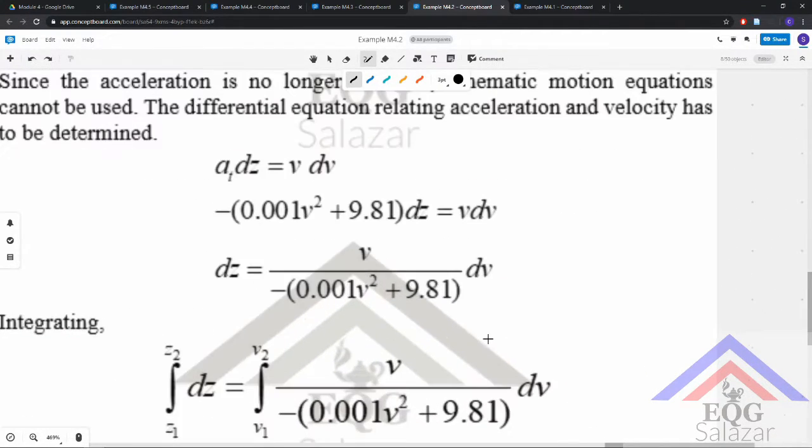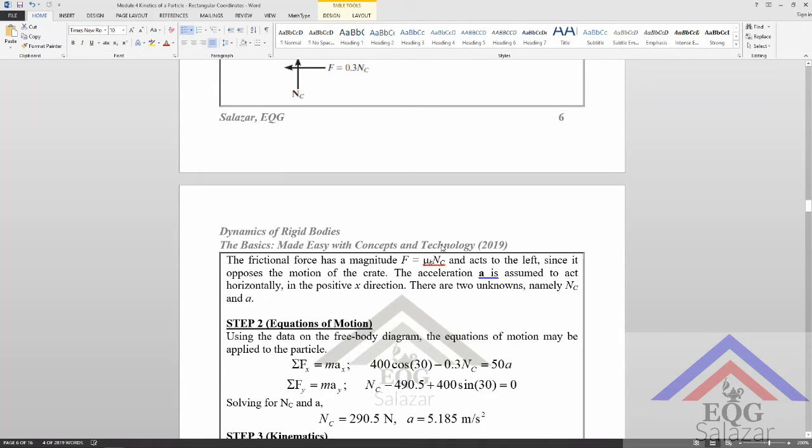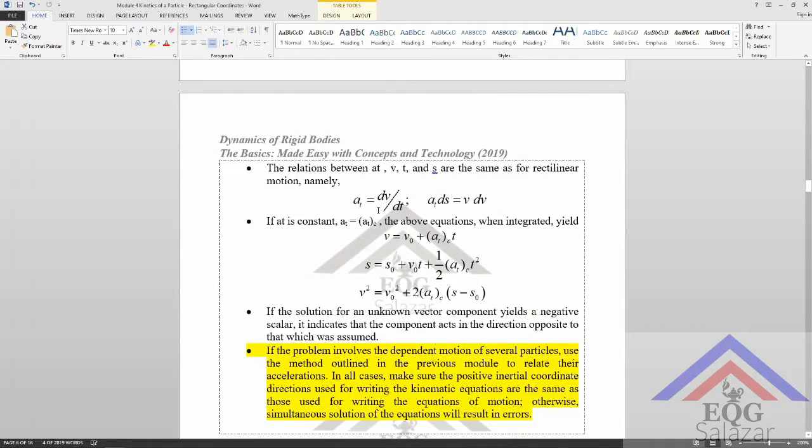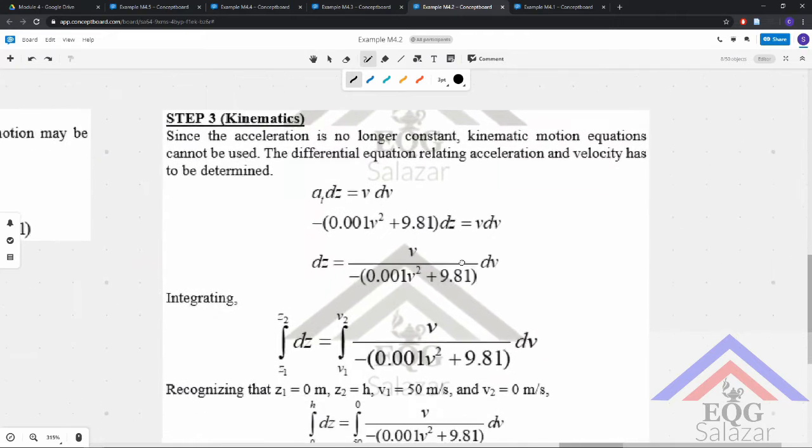Okay, so we have a dz, or if you recall in your module, that is a ds equals v dv, the differential position relation. We already discussed this in a previous module. If you need to refresh yourself, you can always go back to that module. In any case, let's move on.